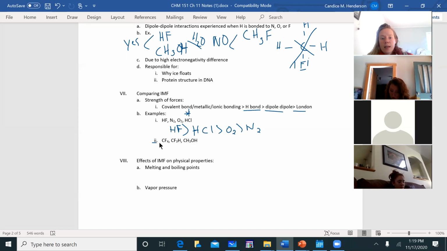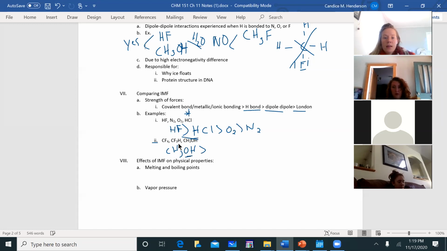Looking here at this second one, if we go in order of strength, again, I don't have any covalent, metallic, or ionic bonding, so I leave those out. I do have hydrogen bonding. That last guy, the CH3OH, that is a hydrogen bond. So I'm going to put that guy there, first. This is what makes it hydrogen.